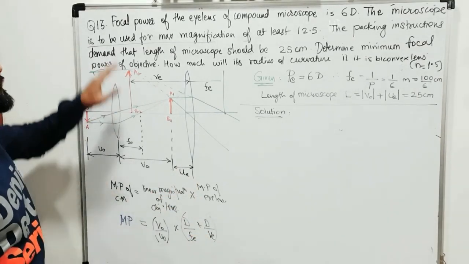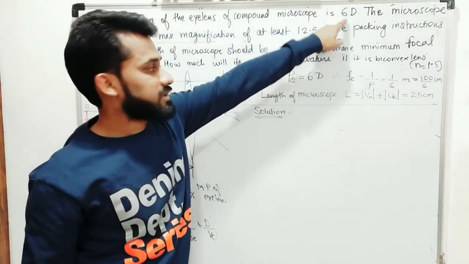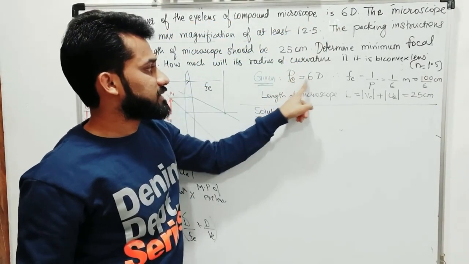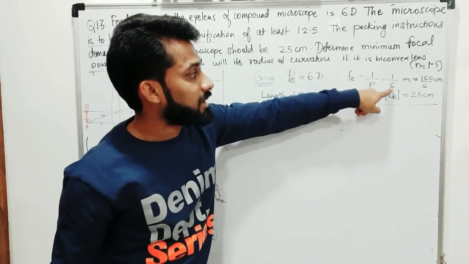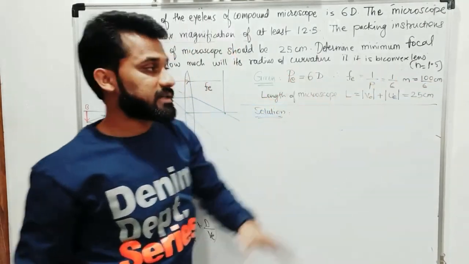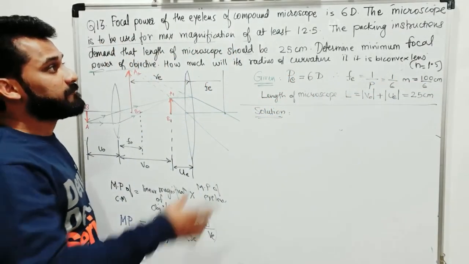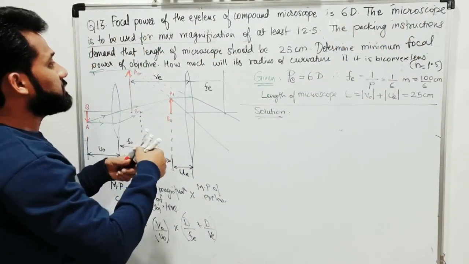Now in this question, if you read it carefully, the focal power of the eye lens is given, 6 diopter. From that focal power, I can find the focal length because it is the reciprocal. So 1 upon power, 1 by 6, will come in meters, the reciprocal of diopter is meter, converted into centimeters, 100 by 6 centimeters.